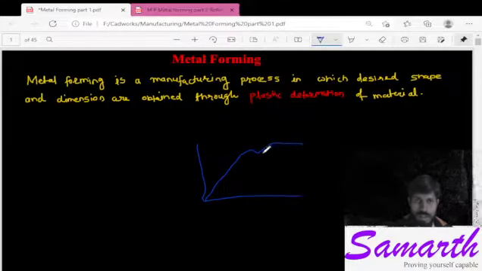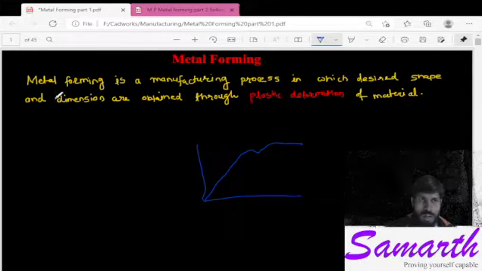I have already discussed the different points: what is plastic point 1, then plastic deformation point 2, and the ultimate point. Why is this stress strain curve plotted in this way, not stress versus strain? I have already covered these things. You should go and watch my previous lectures of strength of materials.